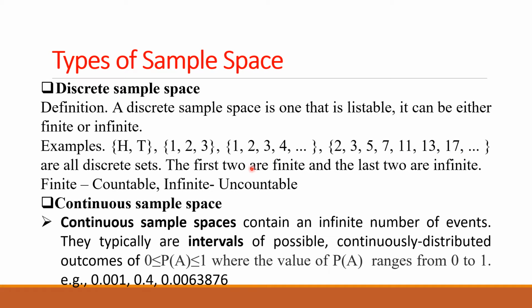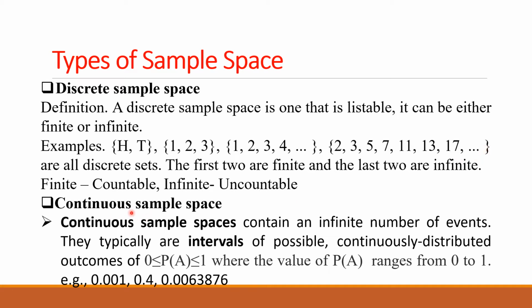Now, notice that this sample space is either finite, in other words, we can count. So you have a sample space of either head or tail, so we can count. Or if it is tossing of a die, you have either 1, 2, 3, 4, 5, 6. That is countable. But you can also have a sample space that is uncountable or infinite, in which case you have 1, 2, 3, dot, dot, dot, or 13, 17, and the numbers continue.